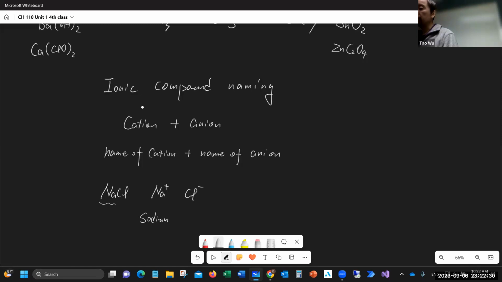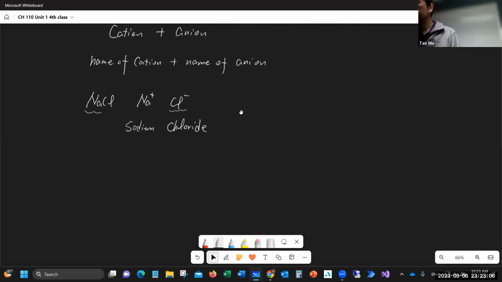So the sodium ion is just called sodium. And then the chlorine ion is a little bit different. Chlorine is called chloride. If you're looking at the formulas, you will see that for the monoatomic anion, it's called chloride. So that's why cation plus anion is just called sodium chloride.